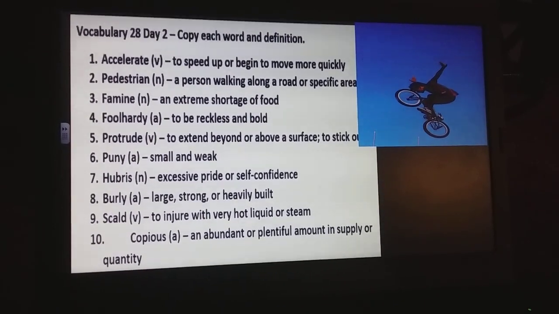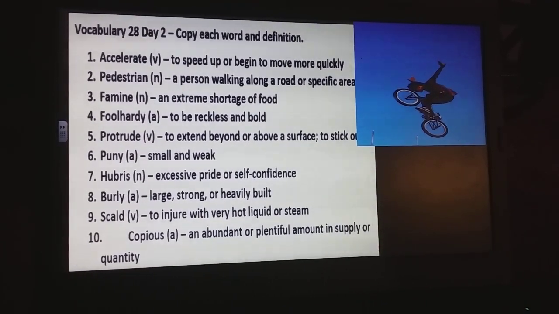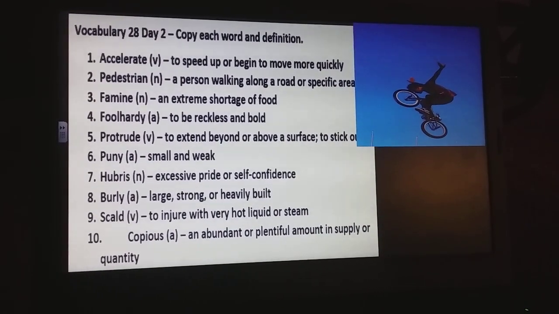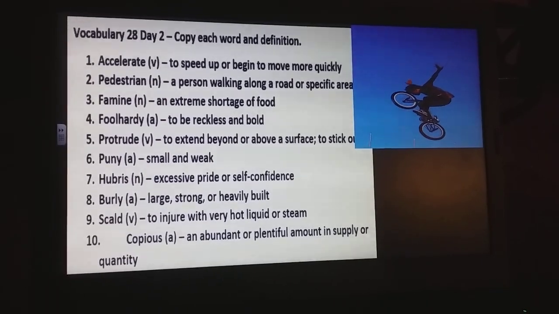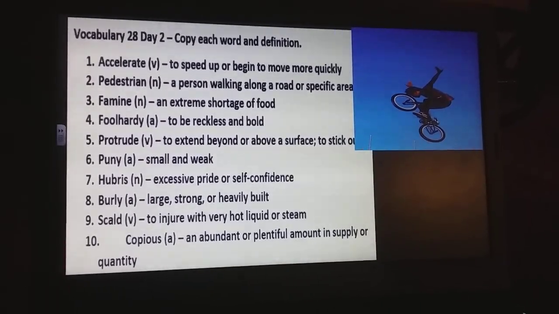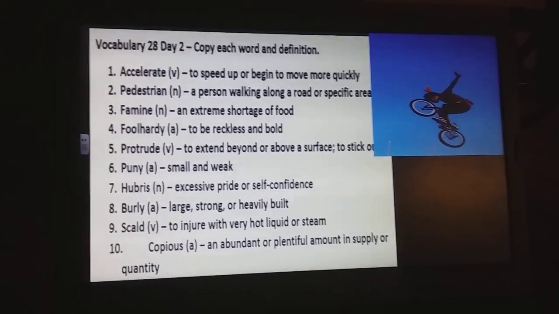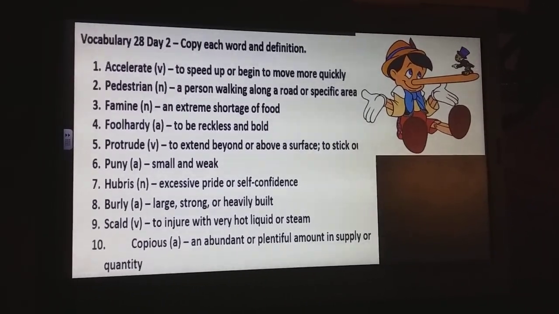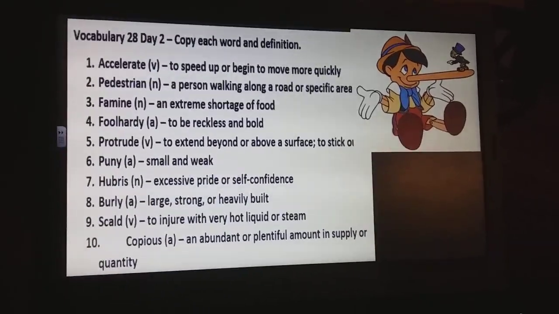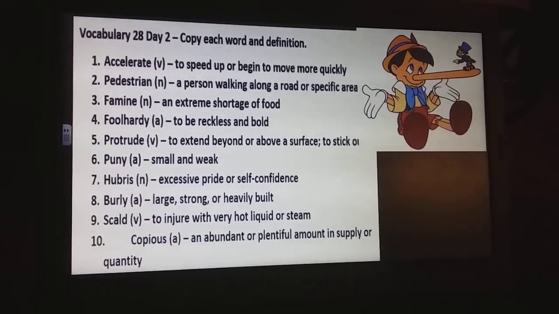Word number 5 is the word protrude. The word protrude is a verb, which is an action word. And to protrude means to extend beyond or above a surface, or simply put, we could say to stick out. Here is an example of something that is protruding, and it's Pinocchio's nose.